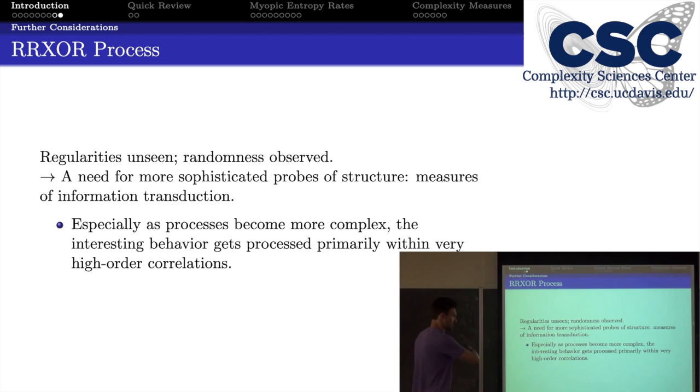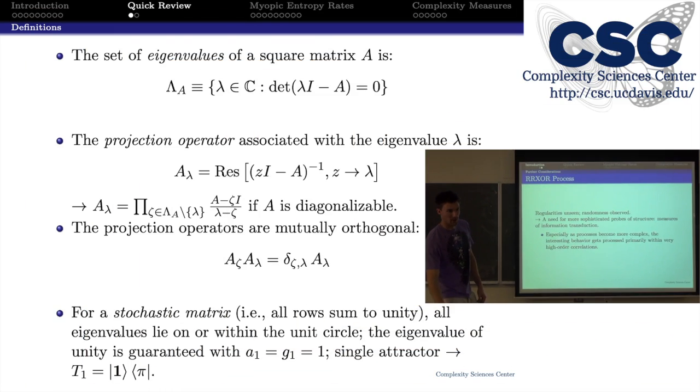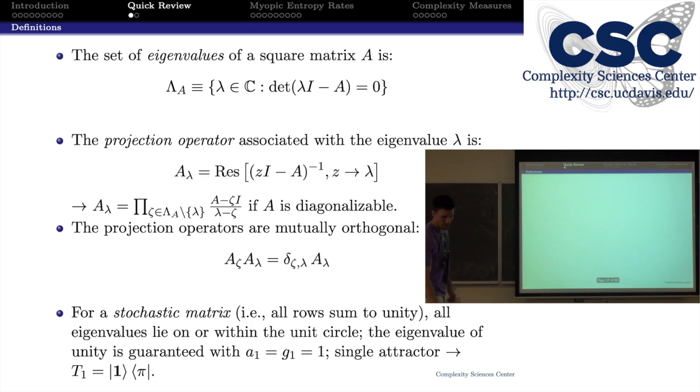And this is just what I was saying earlier, especially as things become more complex, we really need to be aware of how to take into account higher order correlations. So towards that end, we'll just do a quick review of some definitions from last time. If you want to stop me on any of it, please do.